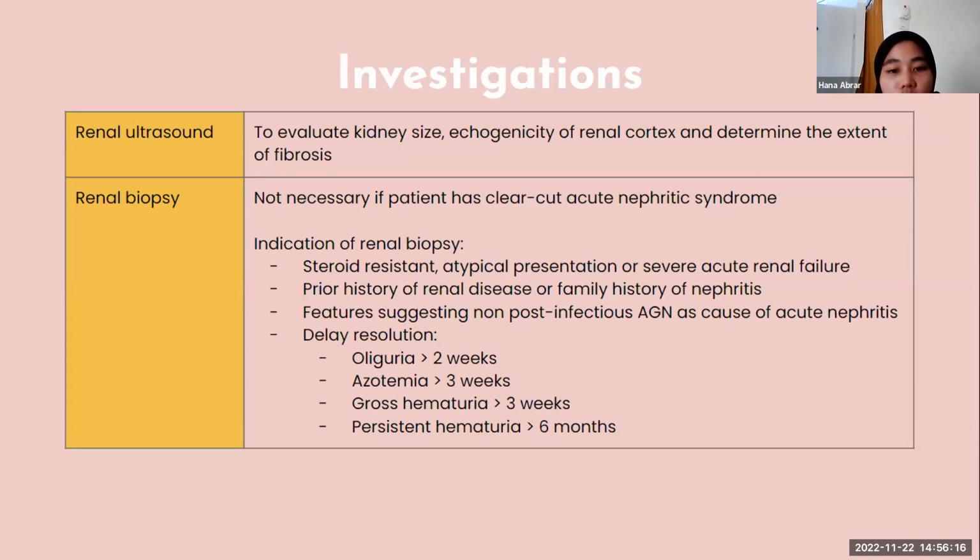of renal disease or family history of nephritis, and features suggesting post-infectious AGN as the cause of acute nephritis and delayed resolution, in which oliguria is already more than 2 weeks, azotemia is more than 3 weeks, gross hematuria more than 3 weeks, and persistent hematuria more than 6 months.